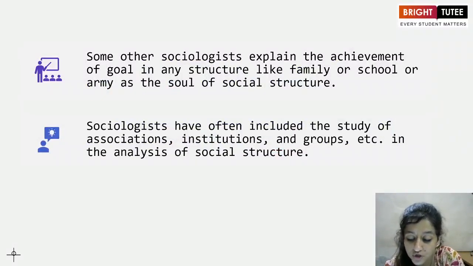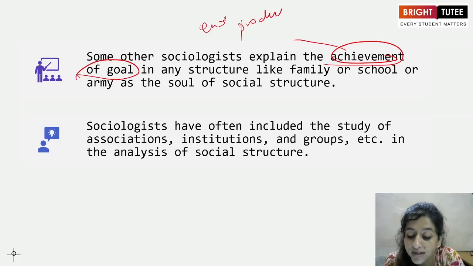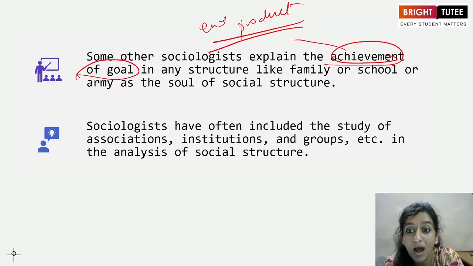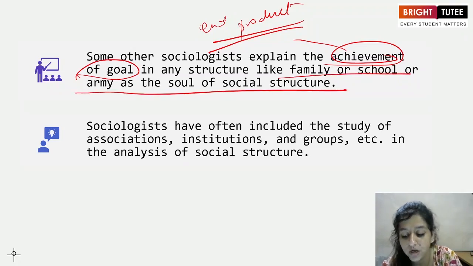However, some other sociologists explain it through the achievement of the goal, like I was talking about the end product, getting through the process and reaching the end product in a structure, like family or school or army. So the sociologist gives emphasis to this achievement of the goal, and that is how social structure is defined by them.